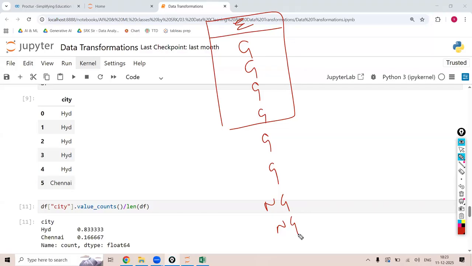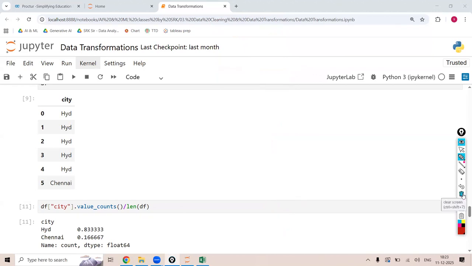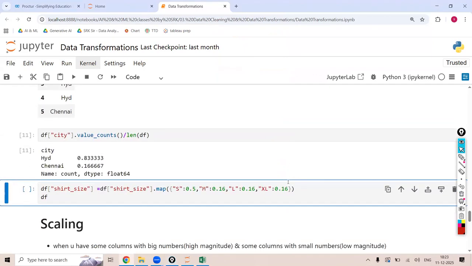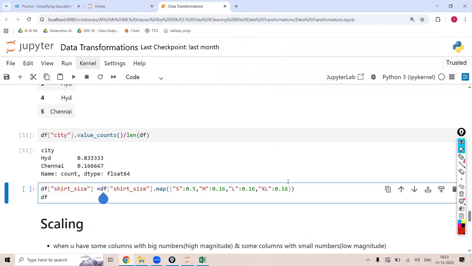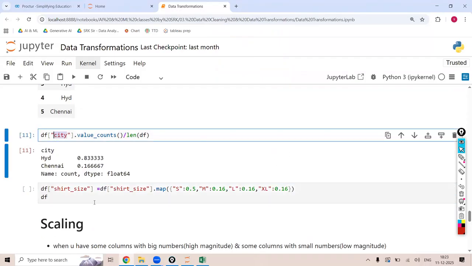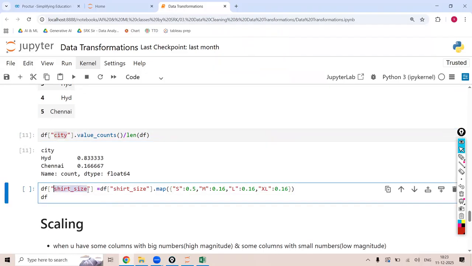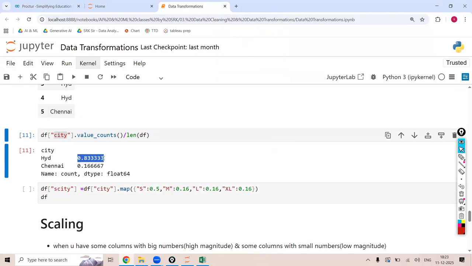When one category has more records when compared to other categories, in that case only, we are going to use probability encoding. Now, what is meant by probability encoding? It means you replace the cities, replacing each city name with its probability value, or percentage value. In simple words, percentage value. What are the numbers you are having here?